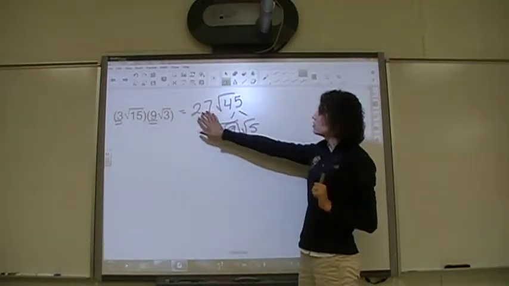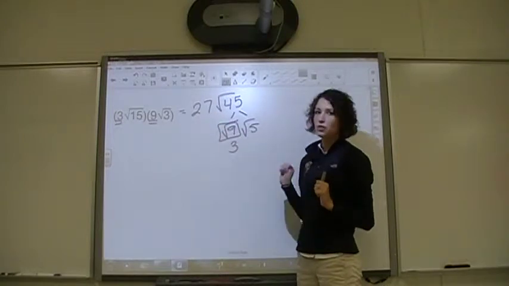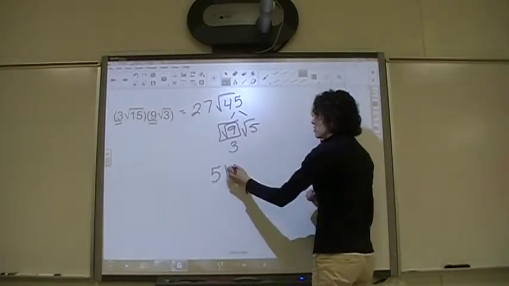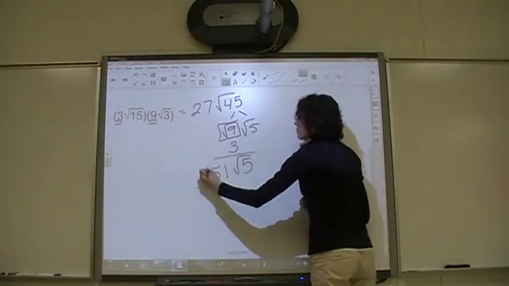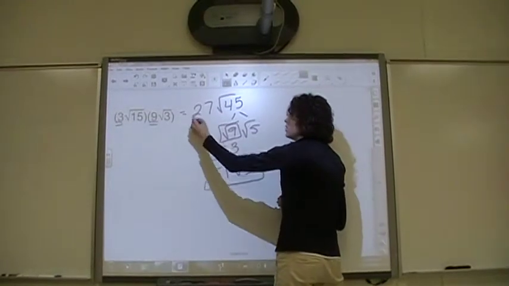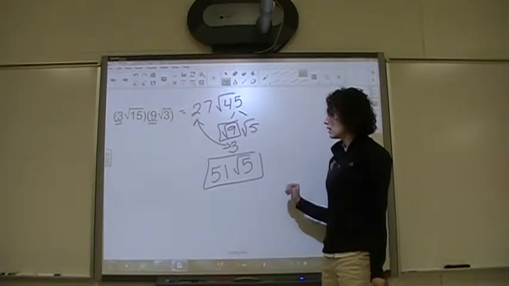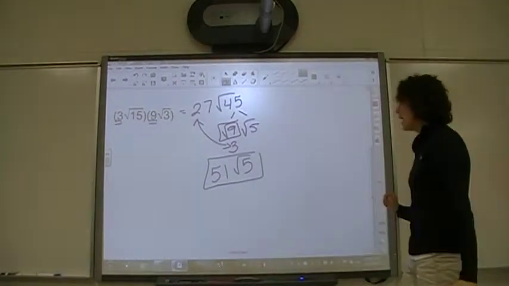So now we have to do 27 times 3, which is going to give me 51 radical 5, which is going to be my final answer. Make sure you multiply these two. You cannot forget about that 27. So my final answer is 51 radical 5.